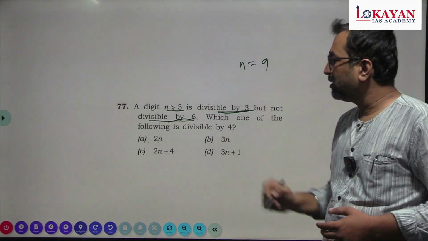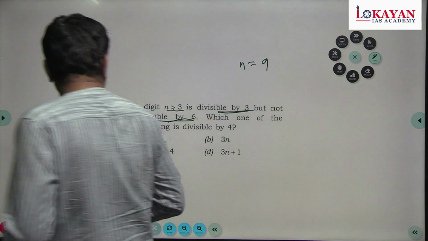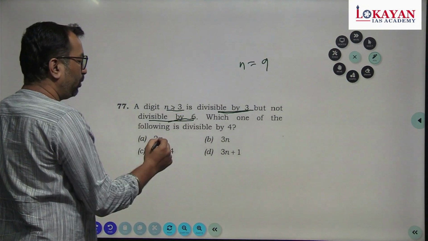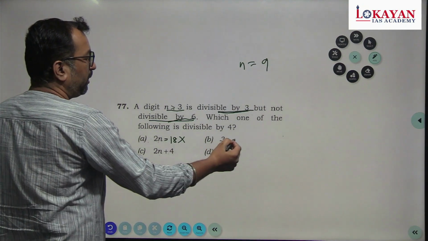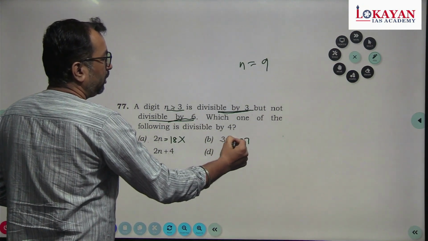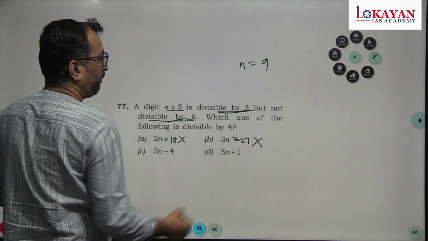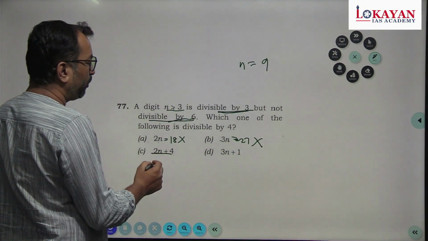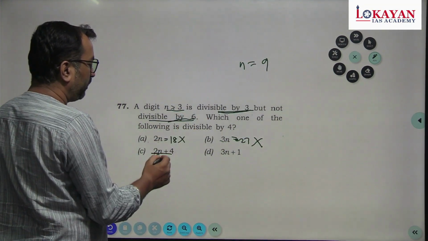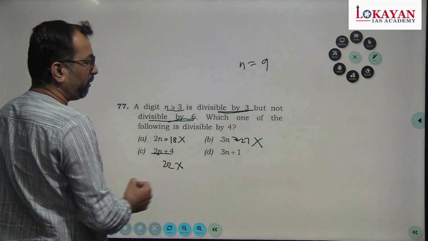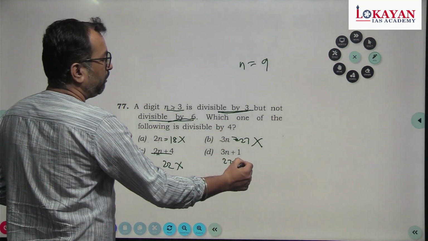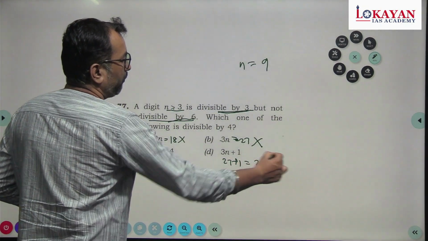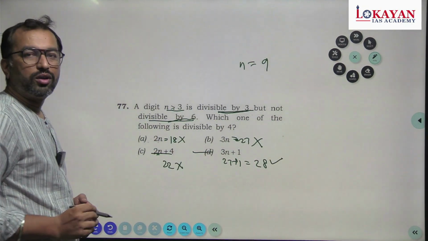Which one of the following is divisible by 4? So let's check. If n is 9, 2n becomes 18. It is not divisible by 4. 3n becomes 27. It is not divisible by 4. 2n plus 4 becomes 9 2s are 18 plus 4, 22. It is not divisible by 4. 3n plus 1. 3 9s are 27 plus 1. It becomes 28. It is divisible by 4. So answer will be option number D.